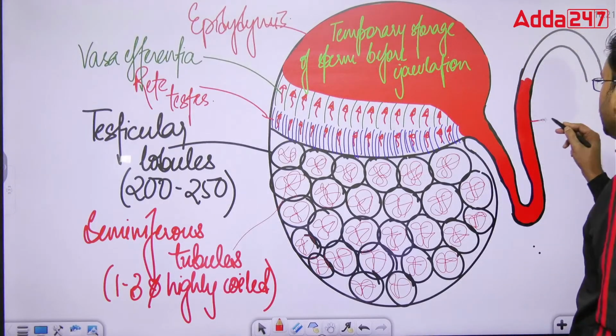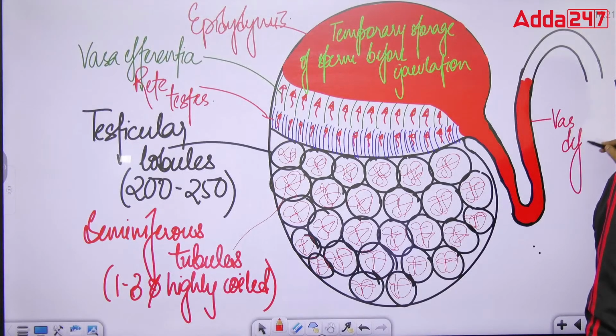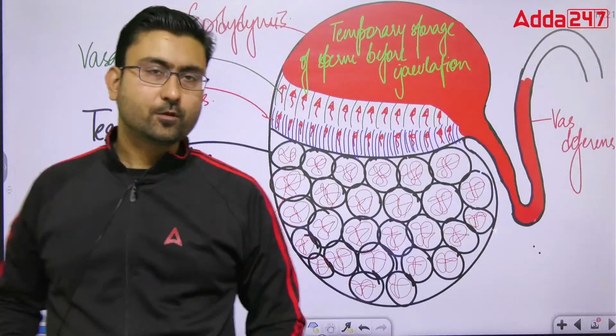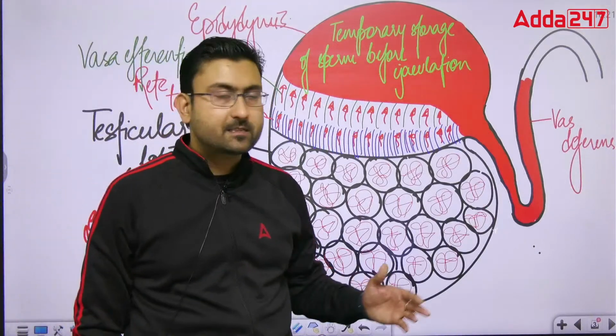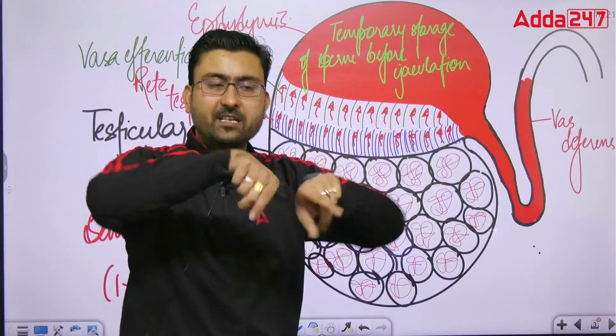So what are these? These are vas deferens. And you might have heard about the sterilization technique. So male sterilization, how is it done? We cut this vas deferens, and then we tie it.